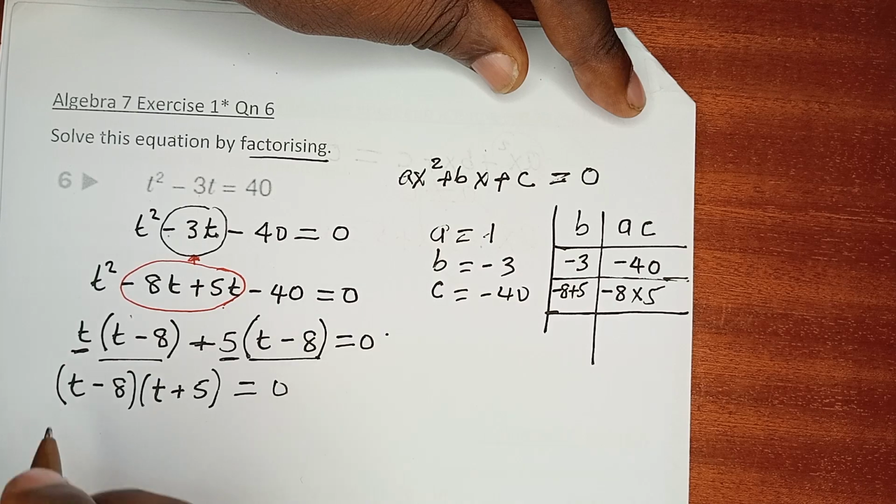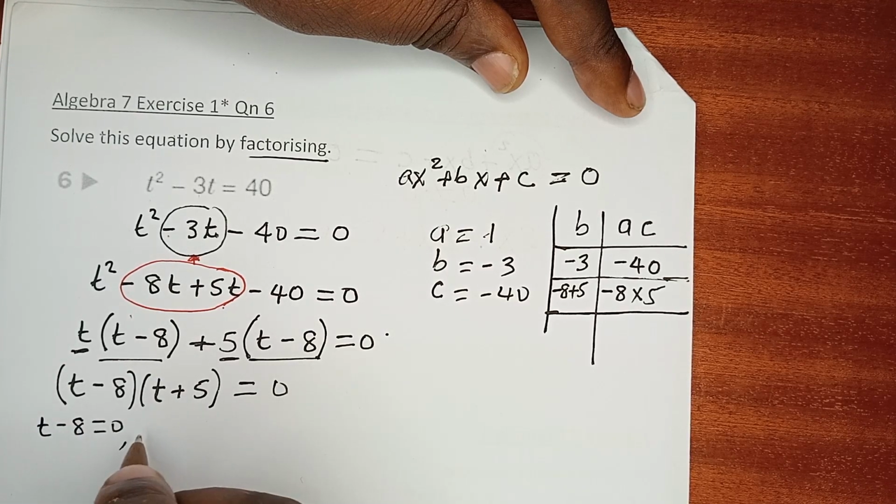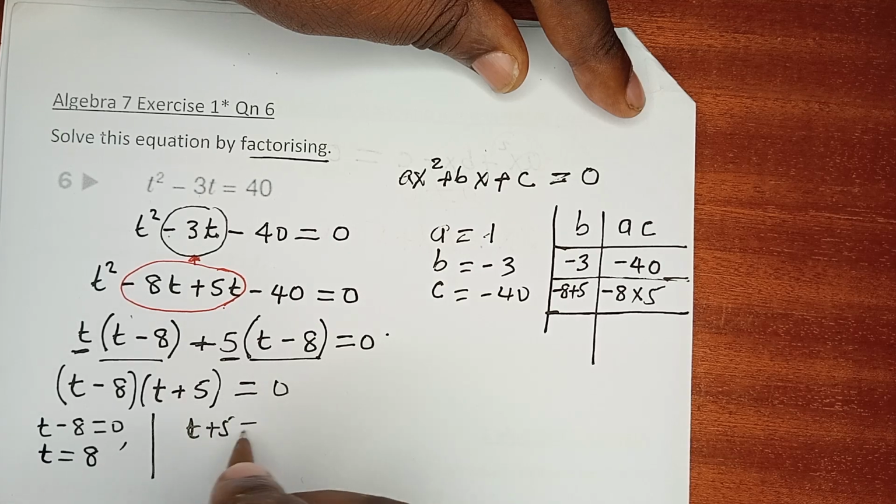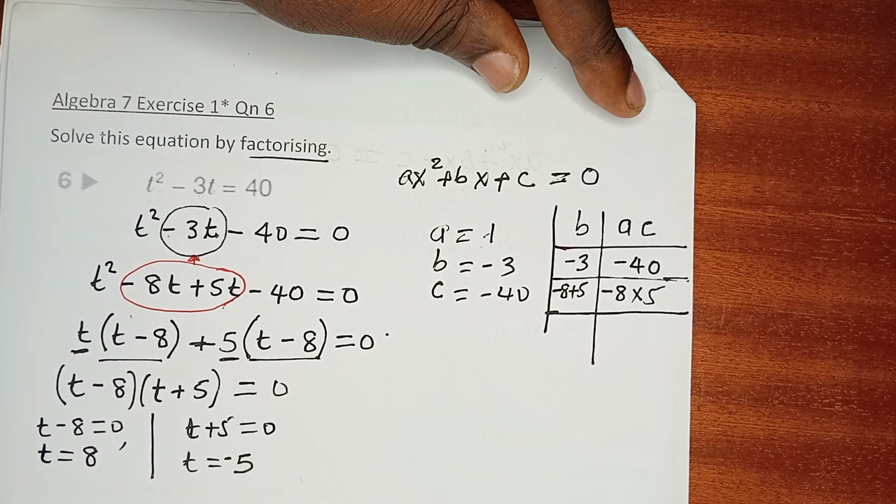So in case t minus 8 is 0, then you can clearly see t is equals to 8. And if t plus 5 is 0, then you can clearly see that t is equals to negative 5. And that is it. Those are the two solutions to that question.